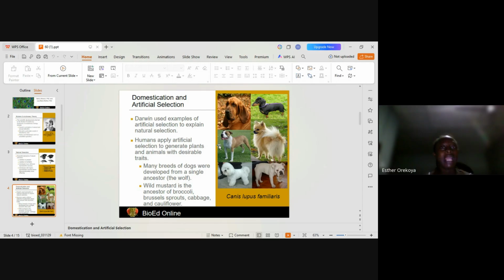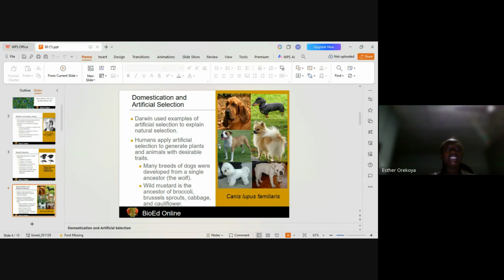That is artificial selection, compared to natural selection, where it is nature that selects, not human beings. Humans apply artificial selection to generate plants and animals with desirable traits. Example, many breeds of dogs were developed from a single ancestor, the wolf.